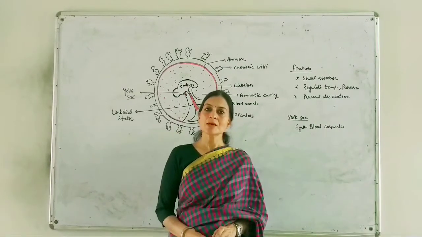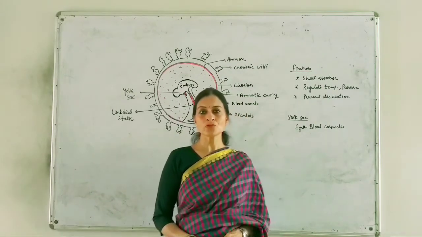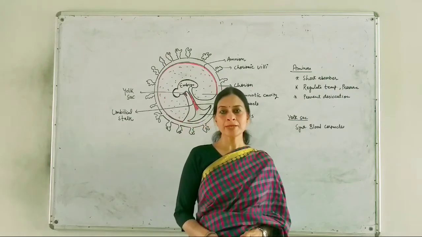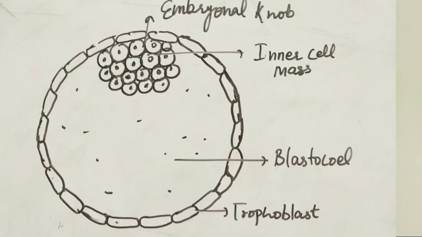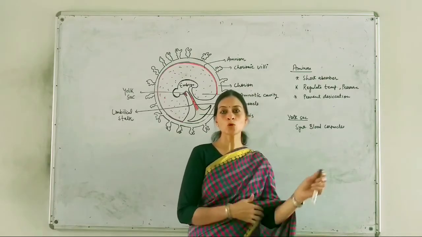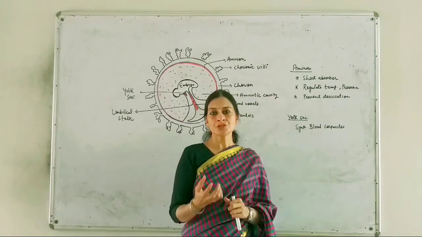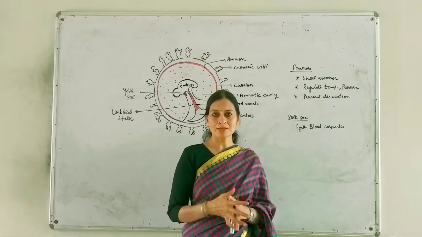Dear students, we have studied the structure of blastocyst and we know that there are two types of cells in blastocyst. One is the outermost covering layer known as trophoblast layer and the other is the inner cell mass layer, or group of the cells which are constituting the inner cell mass.